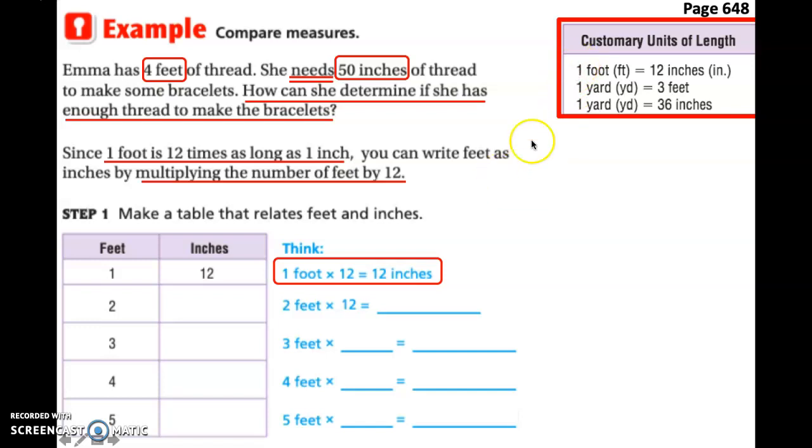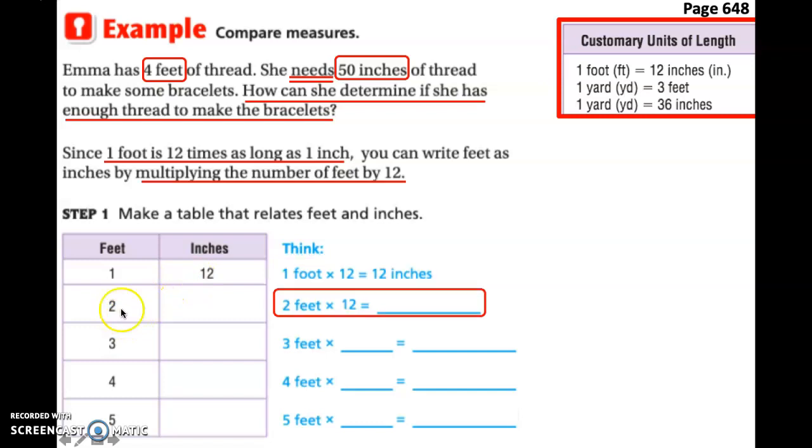Now just as we said in our box, 1 foot is 12 inches. So 1 foot times 12 equals 12 inches. So 1 foot is 12 inches. Let's see 2 feet. I need to find 2 feet. How many inches are in 2 feet? I can do this by multiplying 2 feet times 12 inches gives me 24 inches. So 2 feet is equal to 24 inches.